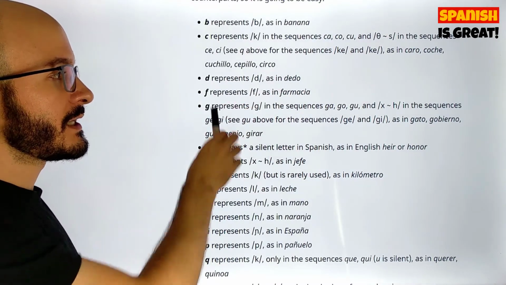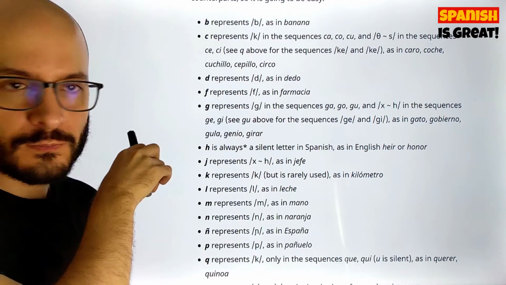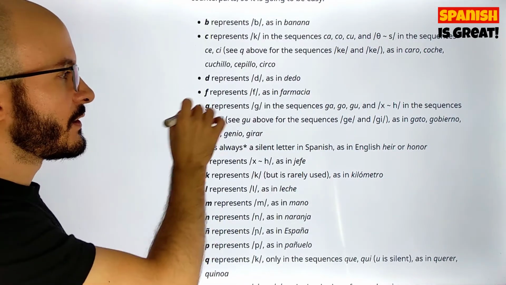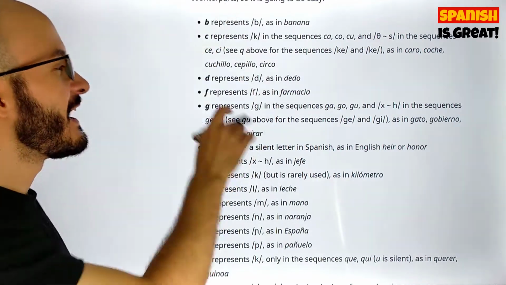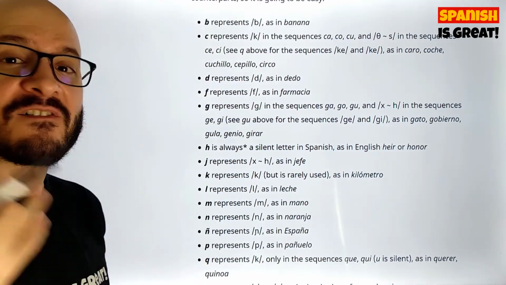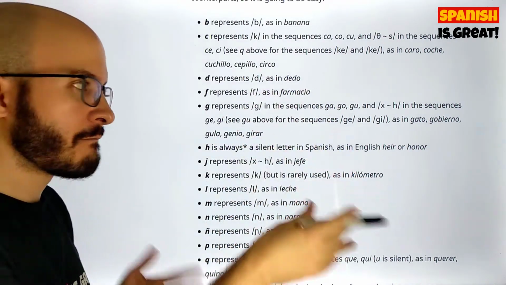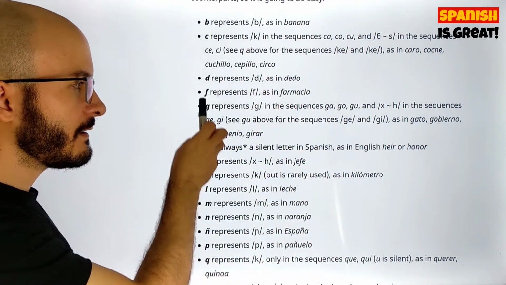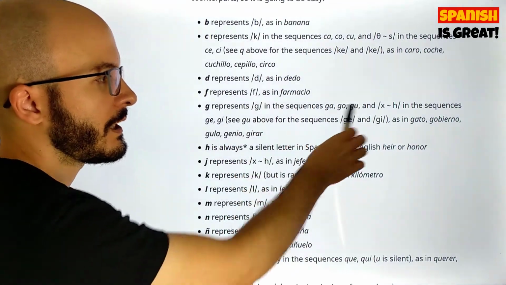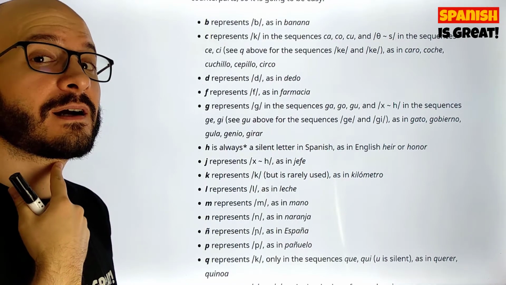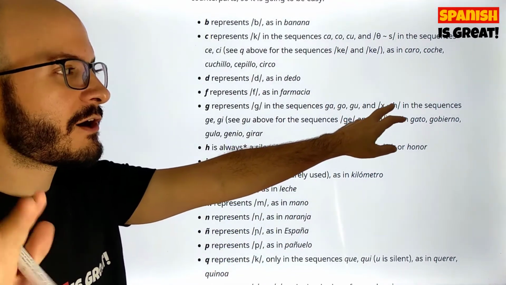D represents de, ¿vale? Quite easy. As in dedo. Okay? F represents F, as in English, no? As in farmacia, normal. G represents ge in the sequences ga, go, gu, or no? Depending also on the variety.